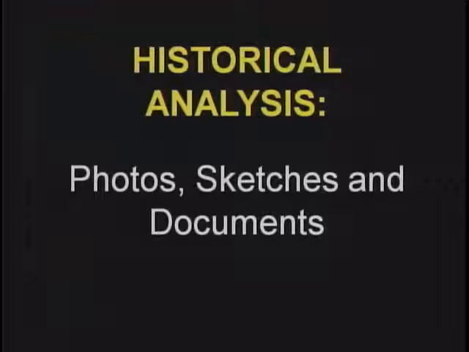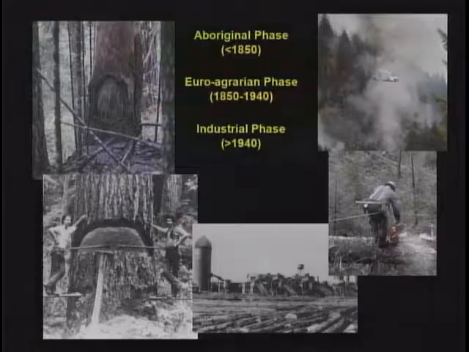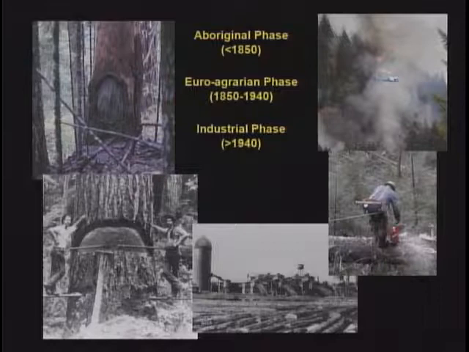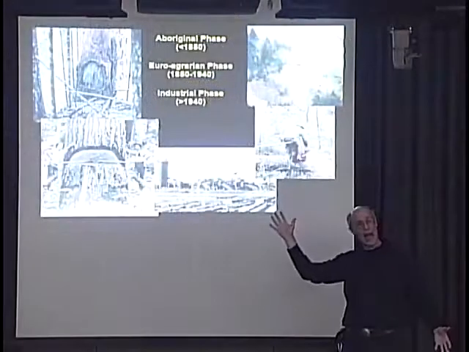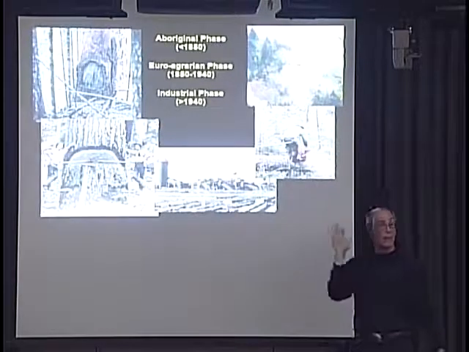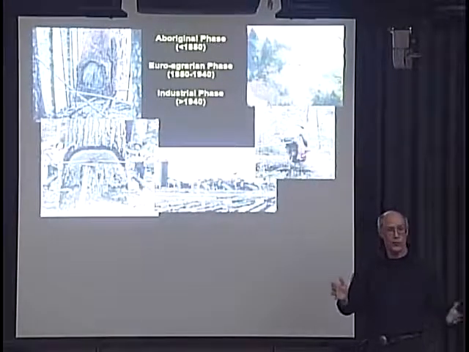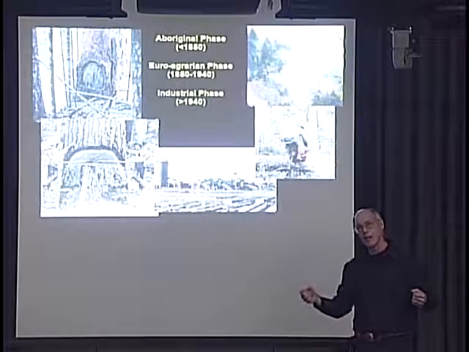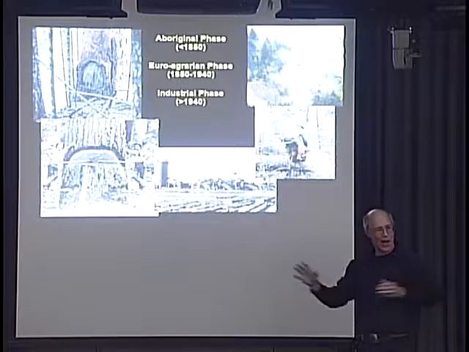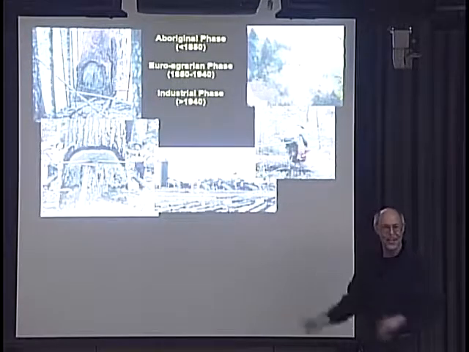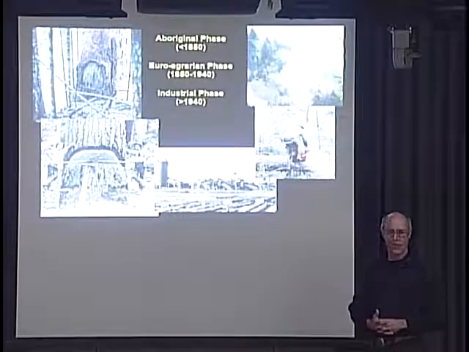So historical analysis, we have photos, sketches, documents. Based on my research, I've basically broken up the data sets that I have into 3 different phases. What I'm calling the Aboriginal phase, before 1850, when the Indians were removed to the reservations, at least in my area on the North Umpqua. In the South Umpqua, they read the writing on the wall and hid out instead of allowing themselves to be rounded up and taken away.